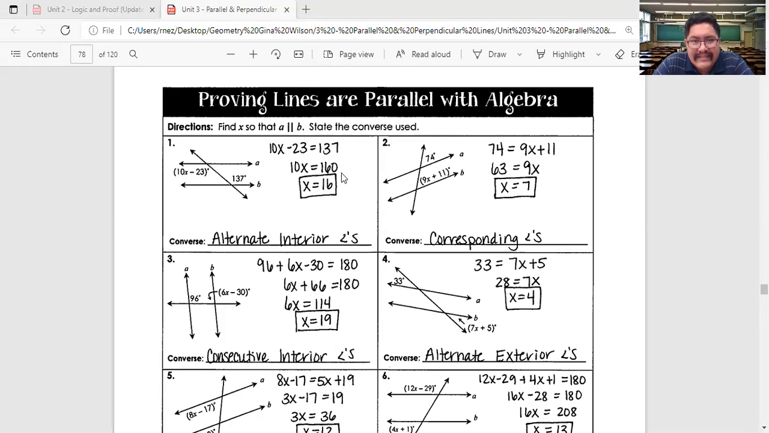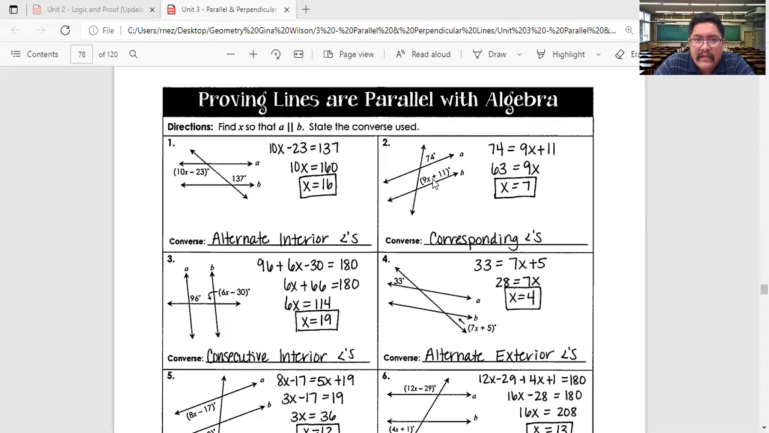10x equals 160. So in this case here, we use the addition property, we added 23 to both sides. 23 plus 137 would be 160. And what number times 10 can give us 160? Well, that would be 16. And there we go, we got it. We got the x that we need. All right, let's move on to number 2.